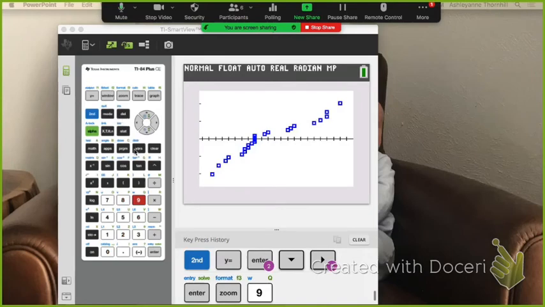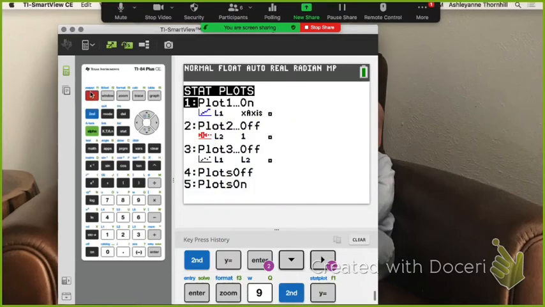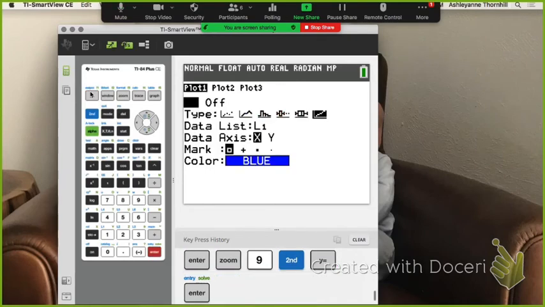So from here, you have data typed in list 1, is that right? Okay, then you're going to go to second y equals, I'm like 90% sure, and you choose the last graph. Plot 1 should be turned on, and then the rest should be turned off. For type, you choose the last one, and then data list should be list 1, data axis. Then you hit zoom 9.